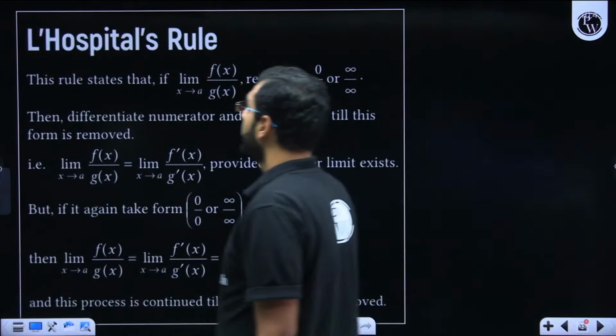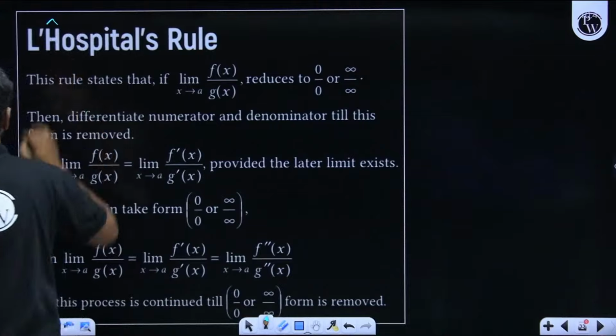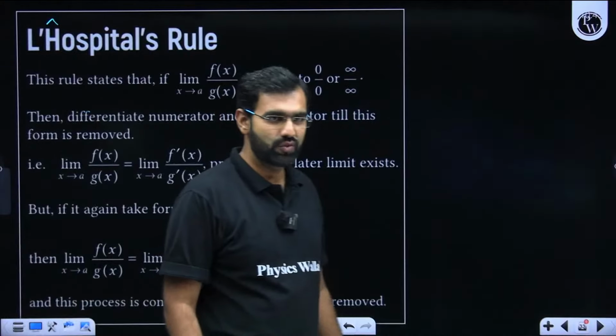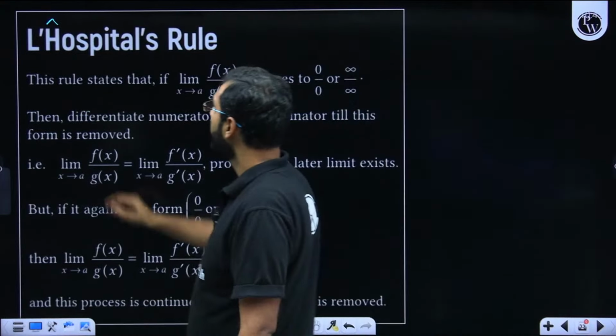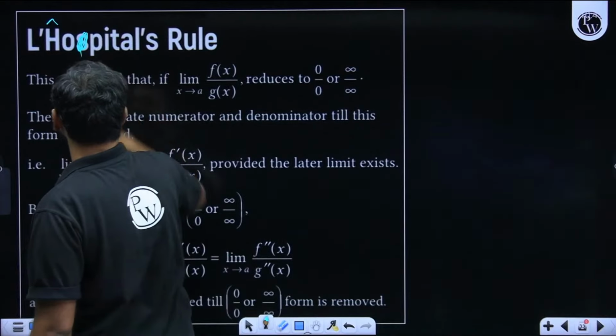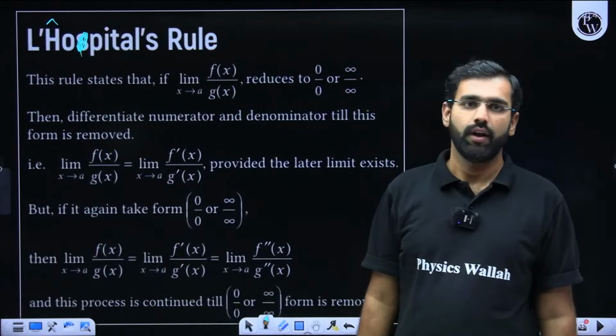Now, there comes L'Hopital's rule. This is a French mathematician. He was L'Hopital, where the H was silent. So this is not L hospital. This H is silent there. So this is L'Hopital's rule. Now, what did L'Hopital say?